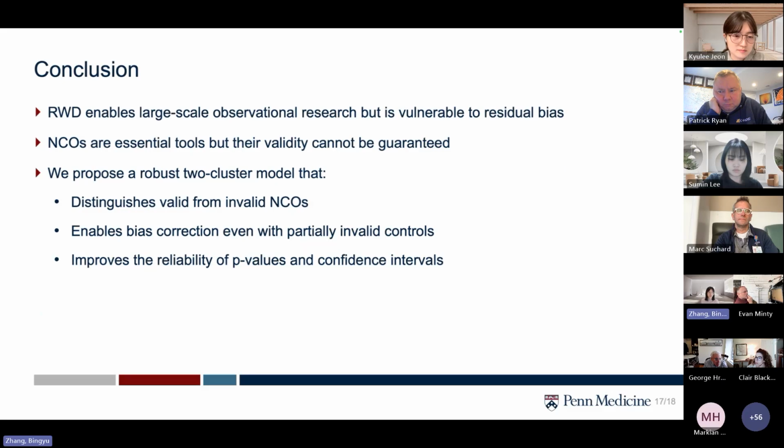To conclude, real-world data enables large-scale observational research, but is vulnerable to residual bias. Negative control outcomes are essential, but their validity cannot be guaranteed. So we propose a robust calibration framework that can distinguish between these two clusters and enable bias correction even with partially invalid controls, and this improves the reliability of p-value and confidence interval calibration.